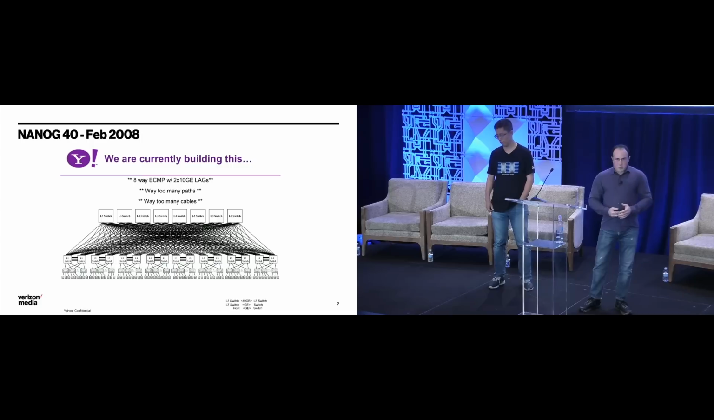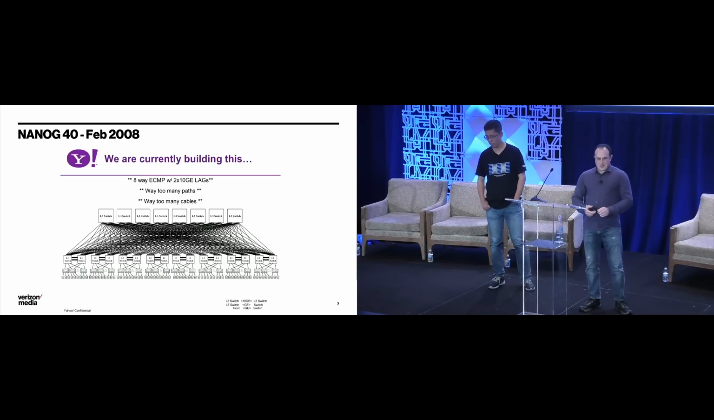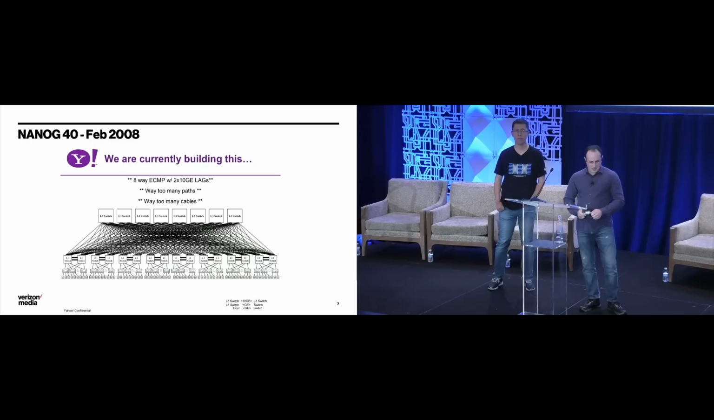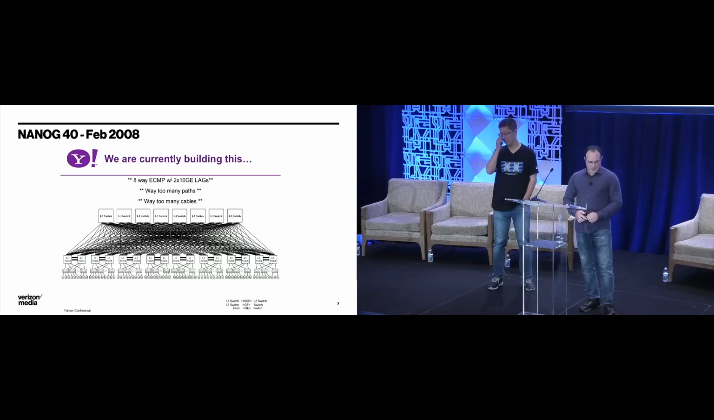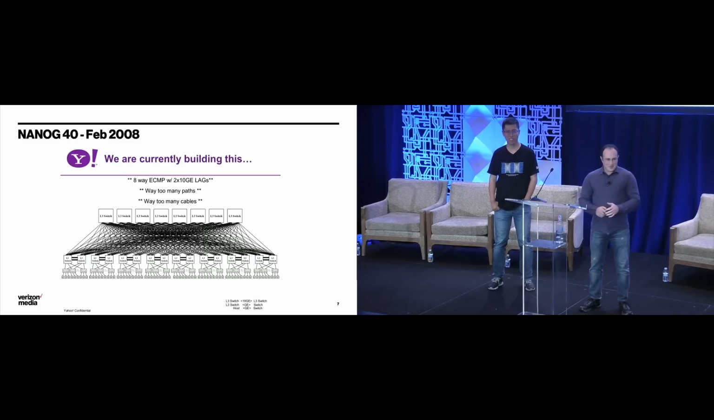So as we were putting this presentation together, I found this slide deck that I used in 2008 at NANOG 40, where we were talking about the need for 100 gig. And this is what we were building back in 2006. And I look back on this and, wow, we were talking that this is way too many paths, way too many cables in 2006. Boy, did we not realize what we're going to build today.